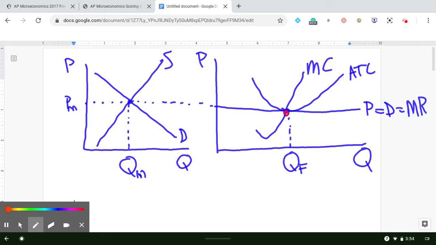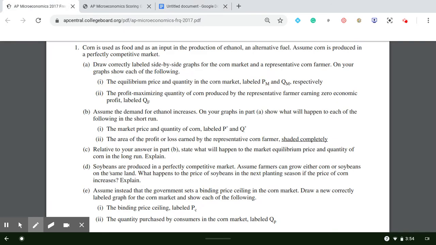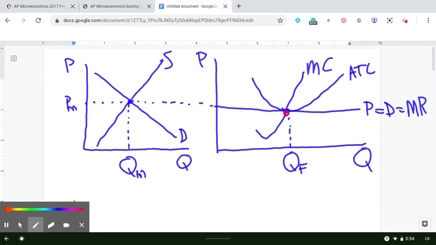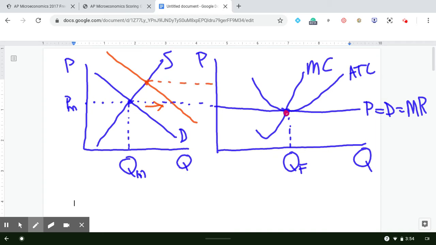So anyway, what do we have? The price of ethanol, which is an input. Corn is an input. Because it's an input, that means the demand for ethanol will go up. As the demand goes up, it means the price is increasing. And this farmer here now has this price and this marginal revenue.